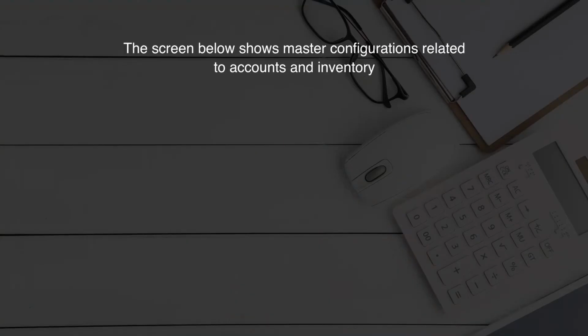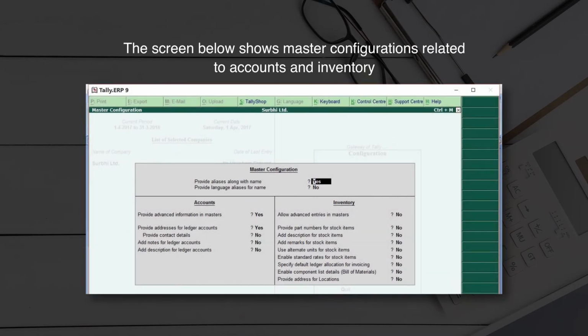Within master configuration, the first configuration which you need to see is provide alias along with name. Alias is nothing but a supporting name. It means if you have another way of calling a particular name or item, then you can put this option as yes. Also at times there are various words which are used within the regional languages which you are more comfortable, then you can put this option also as yes.